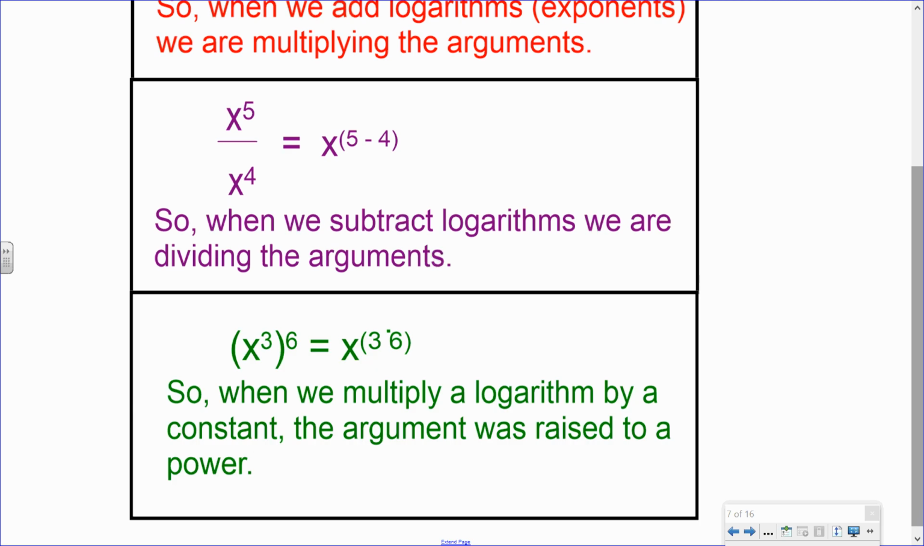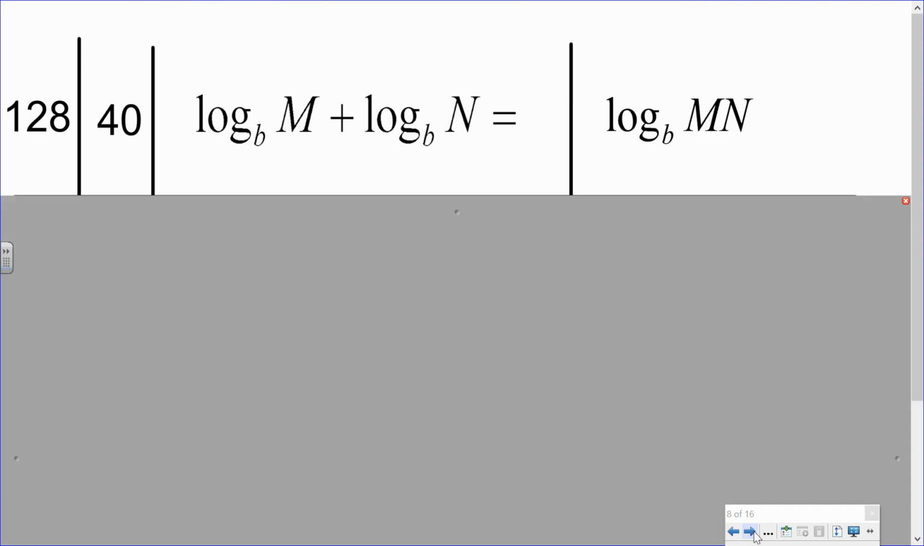And the last one, we know that the power should be a times in between there. x cubed to the 6th is x to the 3 times 6. So if we have a log that gets multiplied by a number, that means we took the argument to a power. So when we have those written out with logs instead of exponents, they look like this.